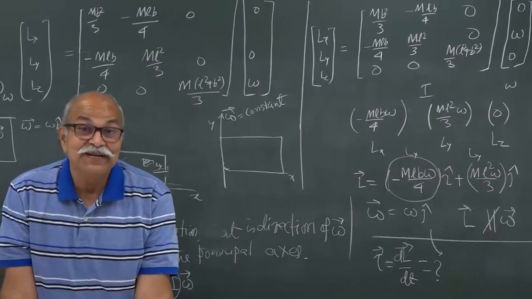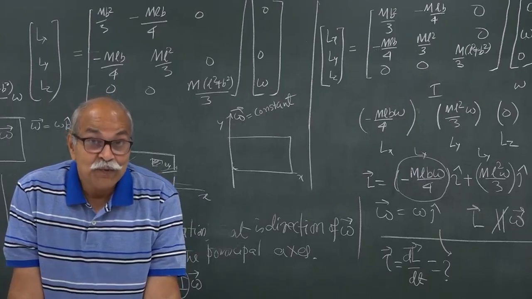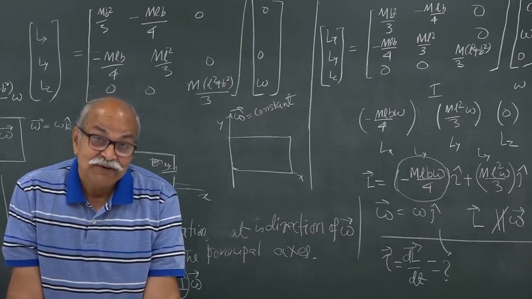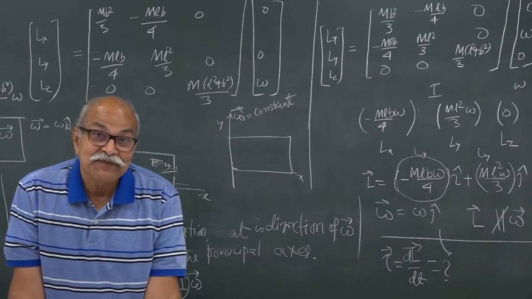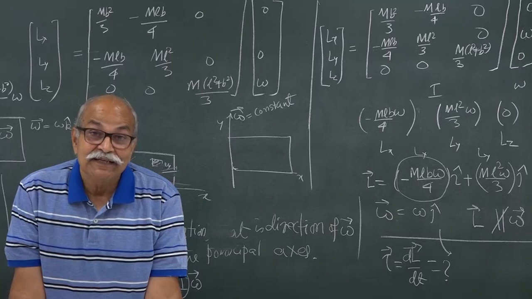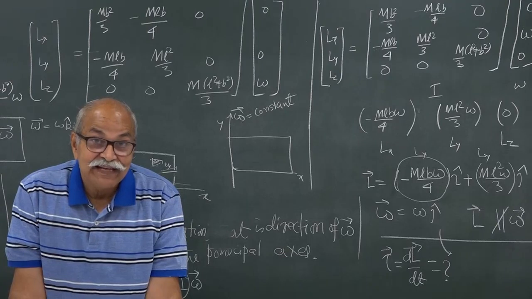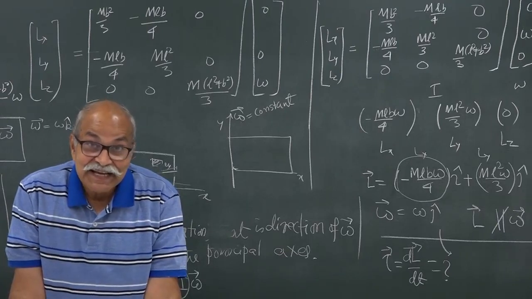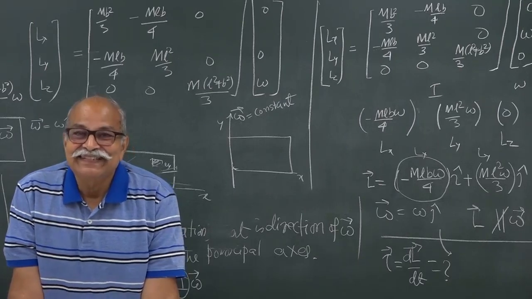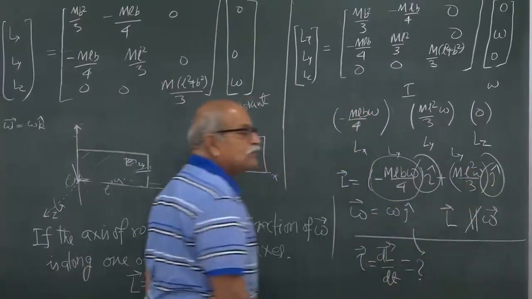So what is the conclusion? This L vector is constant, and so what can we derive? If L is constant, the torque is 0. For uniform angular velocity of the plate, you need not apply any torque. But this conclusion is wrong. Lx is constant, Ly is constant, Lz is constant, but the torque is still not 0. Why? Because this i cap, this j cap is not constant.